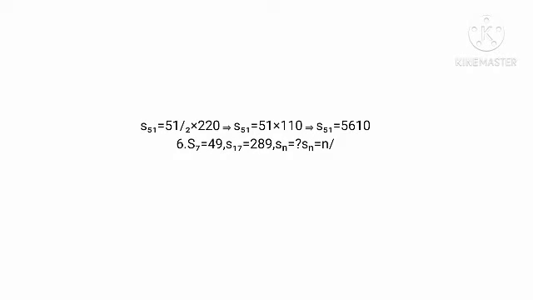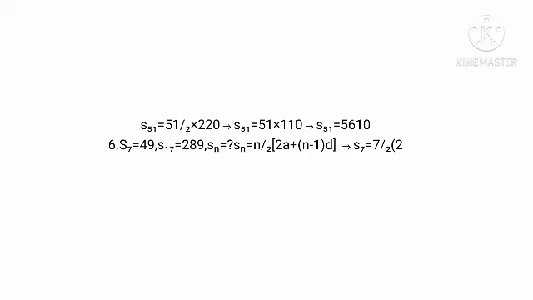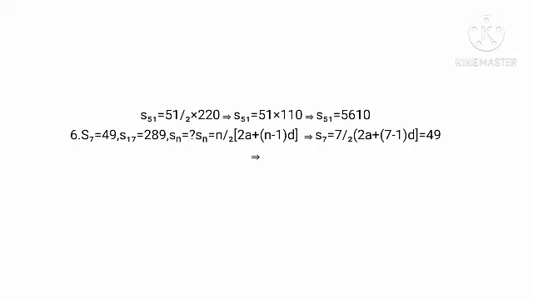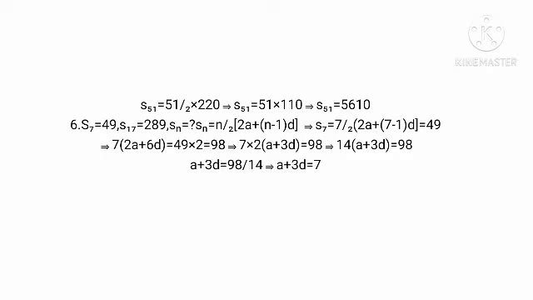Sixth question: S7 is equal to 49, S17 is equal to 289, Sn is equal to how much? Sn is equal to formula n by 2 into 2a plus n minus 1 into d, implies S7 is equal to 7 by 2 into 2a plus n minus 1 into d is equal to 49. So 7 cross multiply into 2a plus 6d is equal to 49 into 2, implies 7 into 2 common, a plus 3d is equal to 98, implies 14 into a plus 3d is equal to 98, a plus 3d is equal to 98 by 14, a plus 3d is equal to 7.